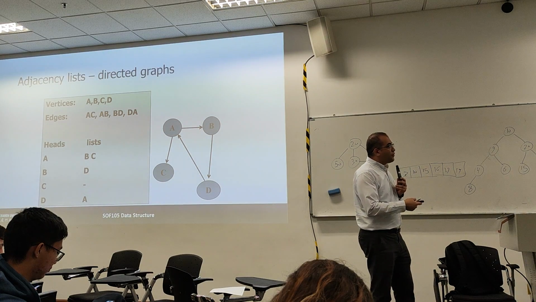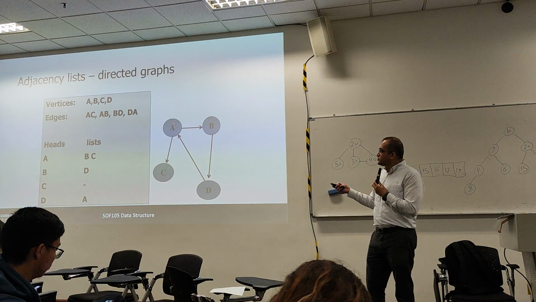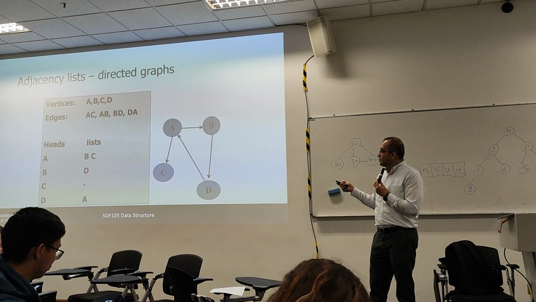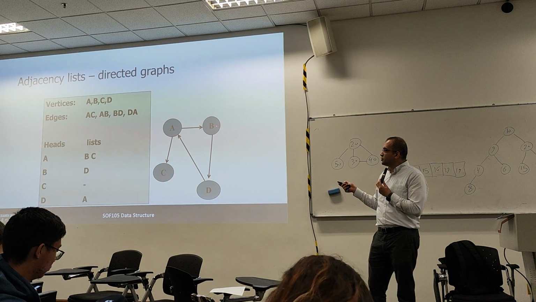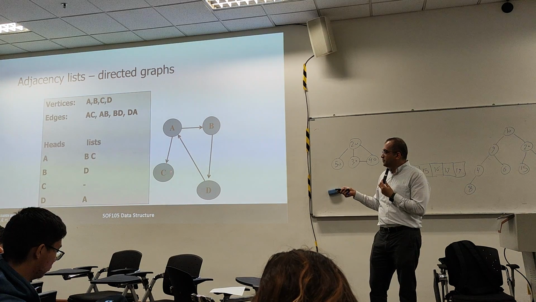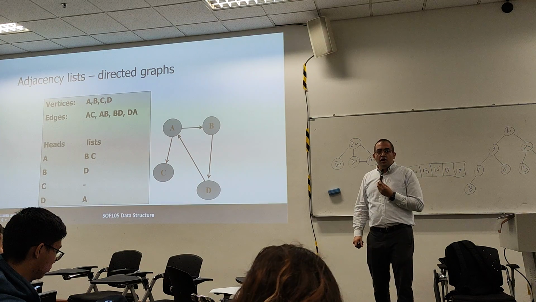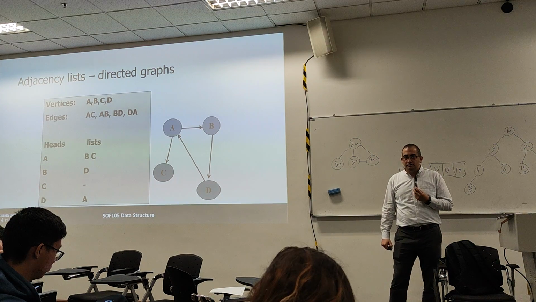Alright, adjacent list for what? This is a directed graph, correct? A is adjacent to which vertices? B, C. B is connected with which adjacent vertices? D. C? None. D? A. Right? This is important. Why?